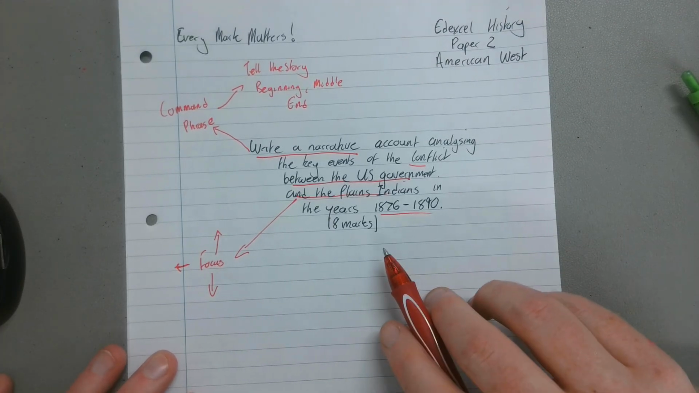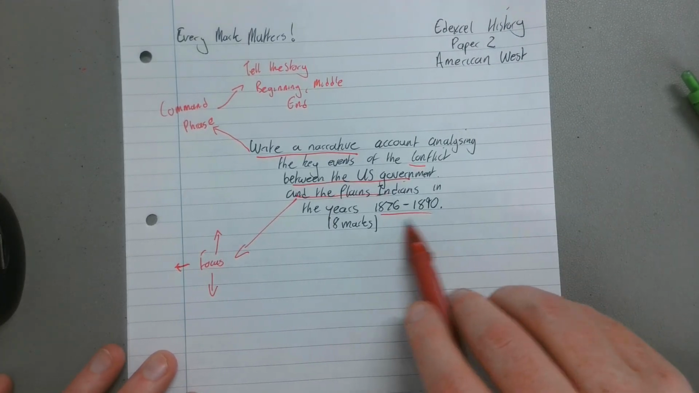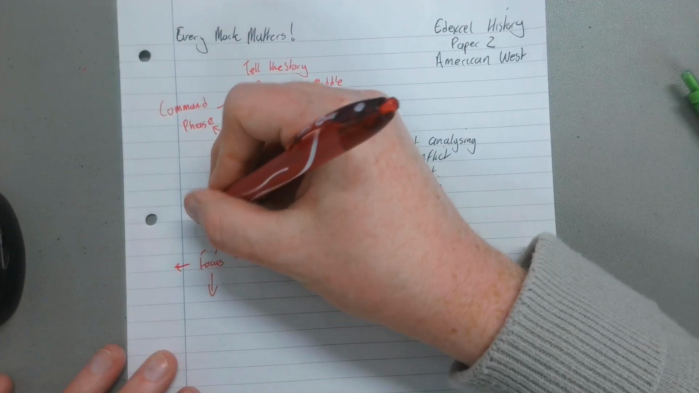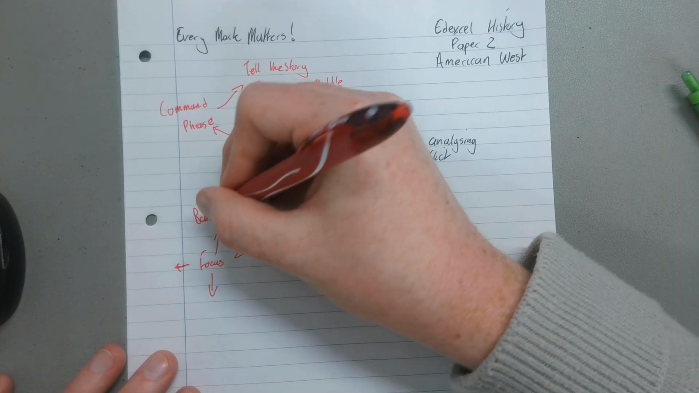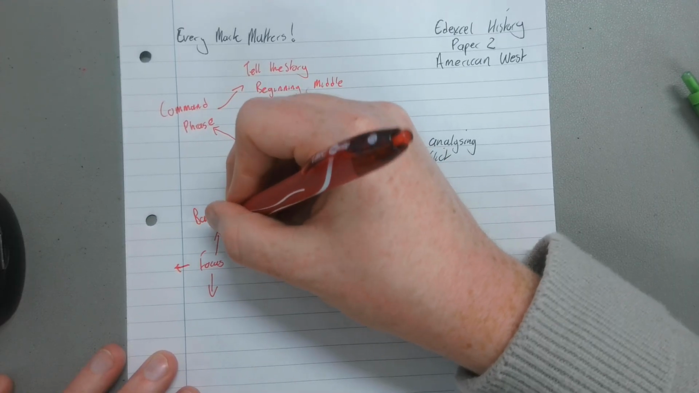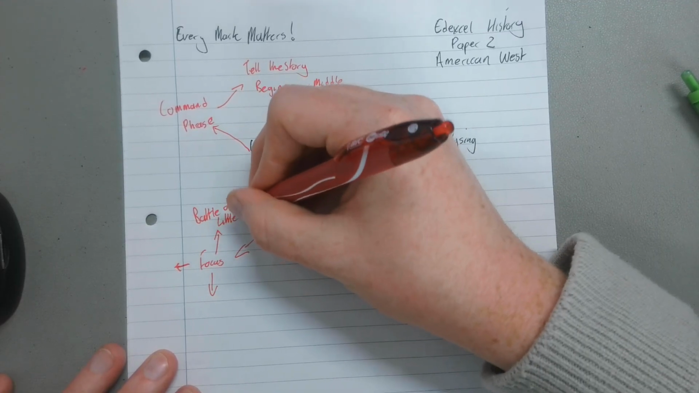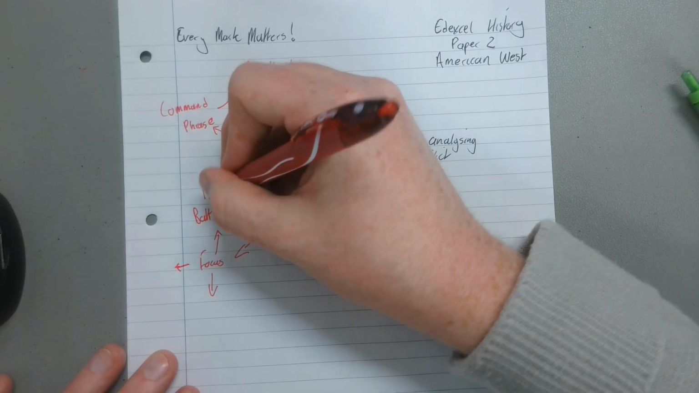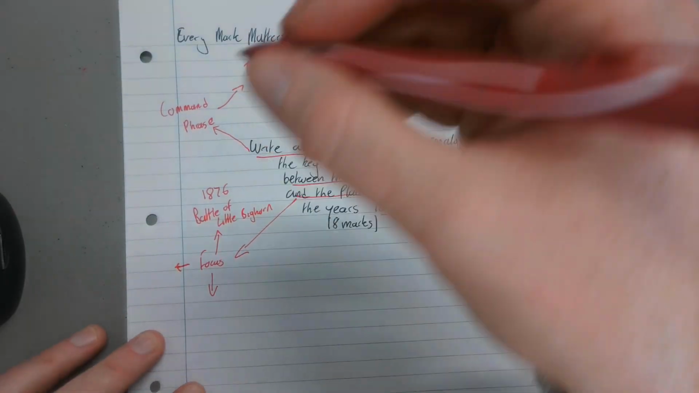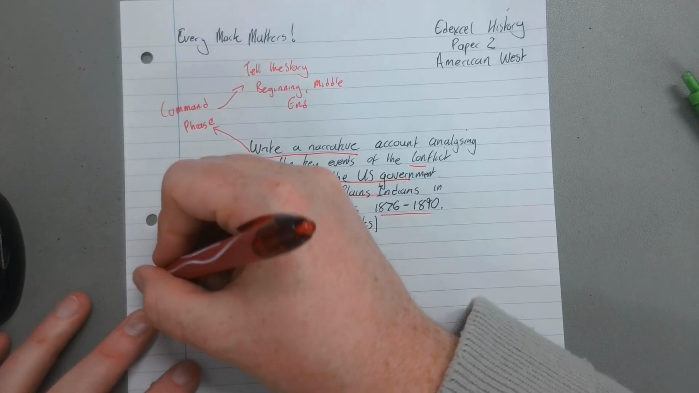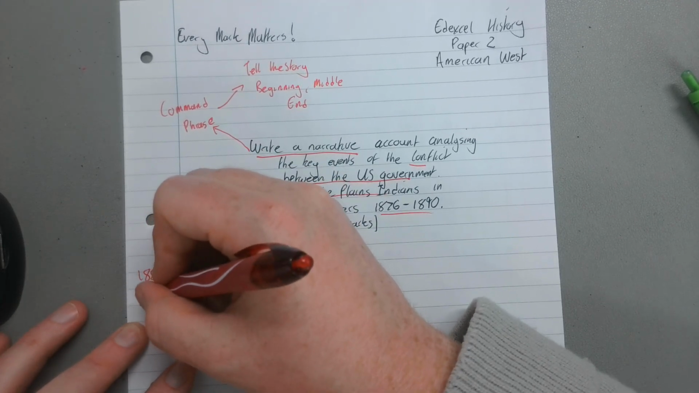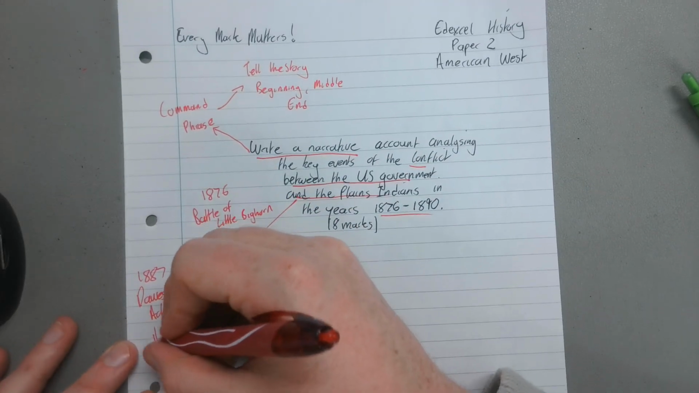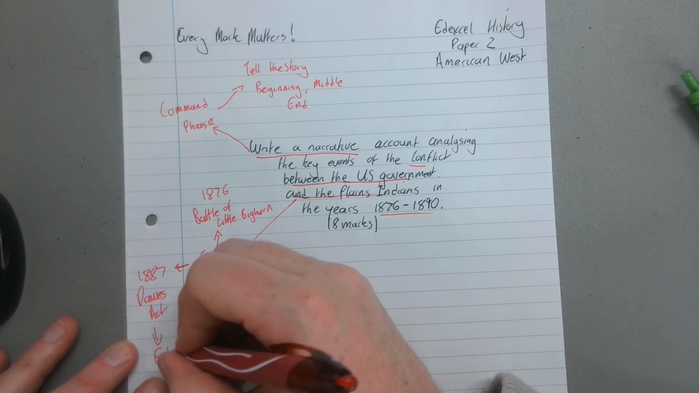Okay, right, so welcome back. So firstly, it has to be within these years. So 1876, that's a massive one, isn't it? We have the Battle of Little Bighorn. And that is 1876. Another massive one within this gap is we have 1887 with the Dawes Act. You also have within that the extinction of the buffalo.